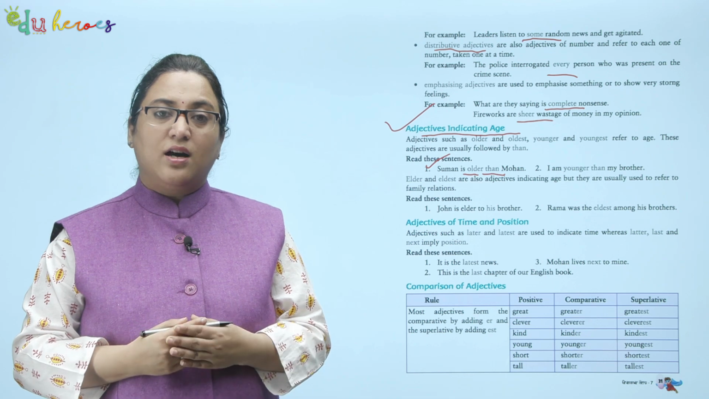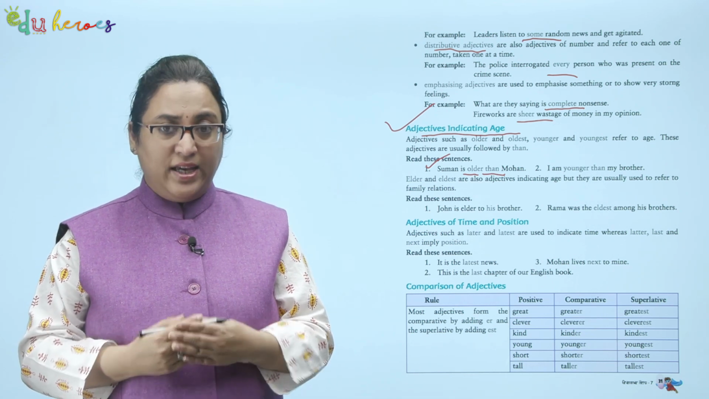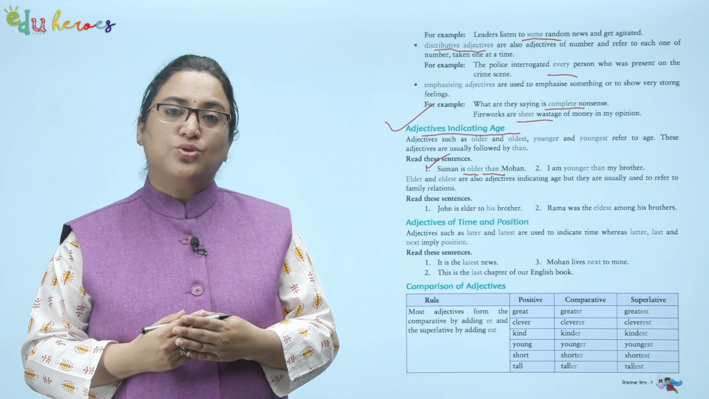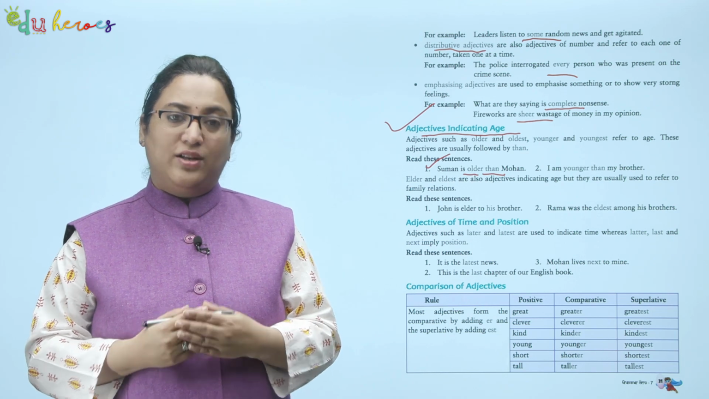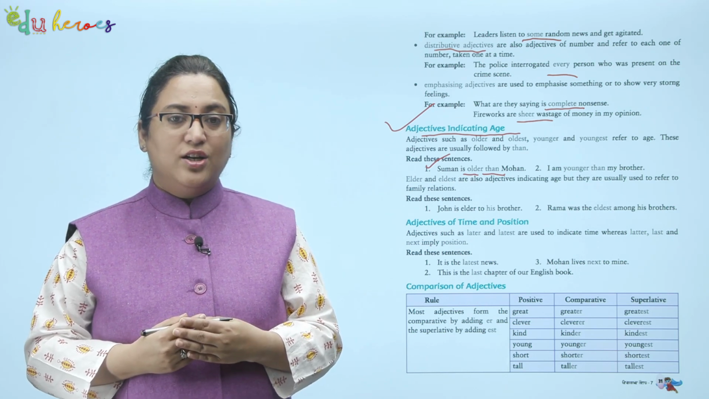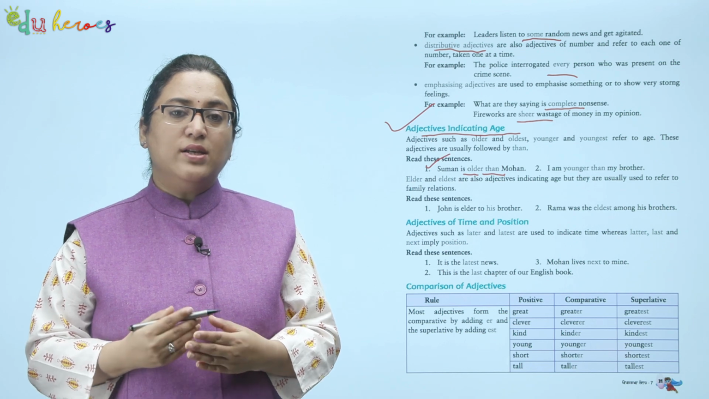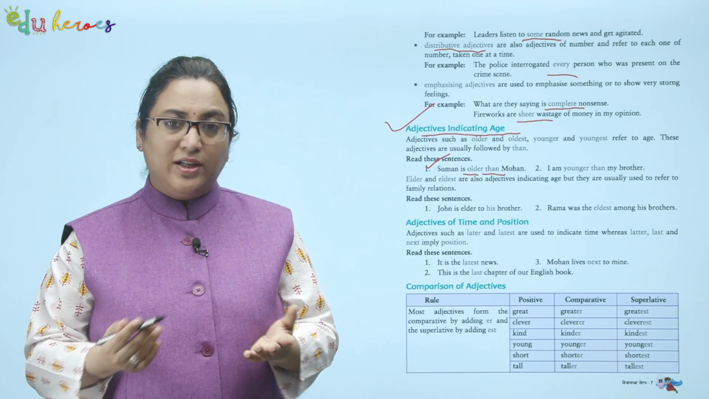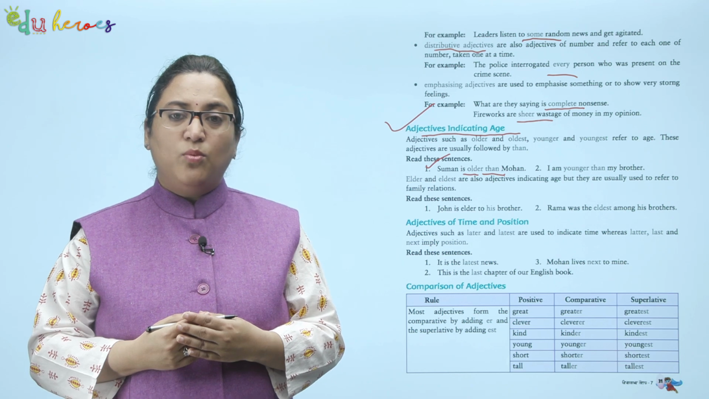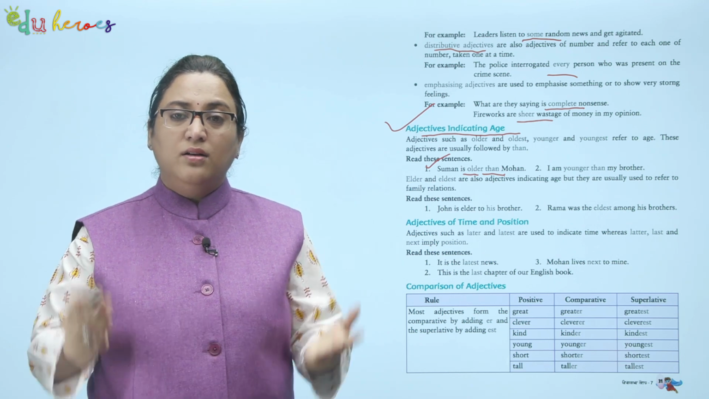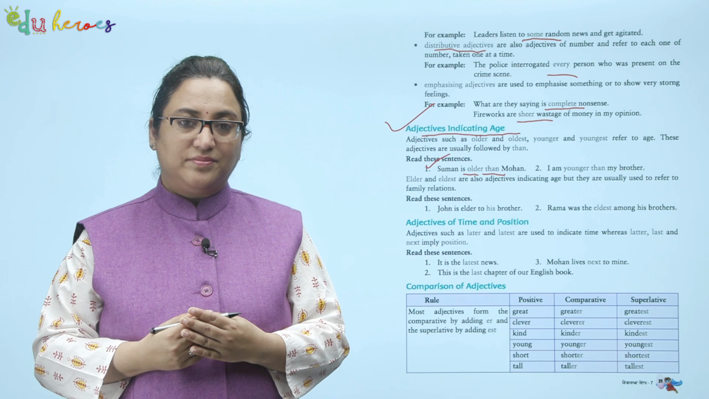Elder and eldest are also adjectives indicating age, but they are usually used to refer to family relations. Like John is elder to his brother. So it's a family relation here. Rama was the eldest among his brothers.